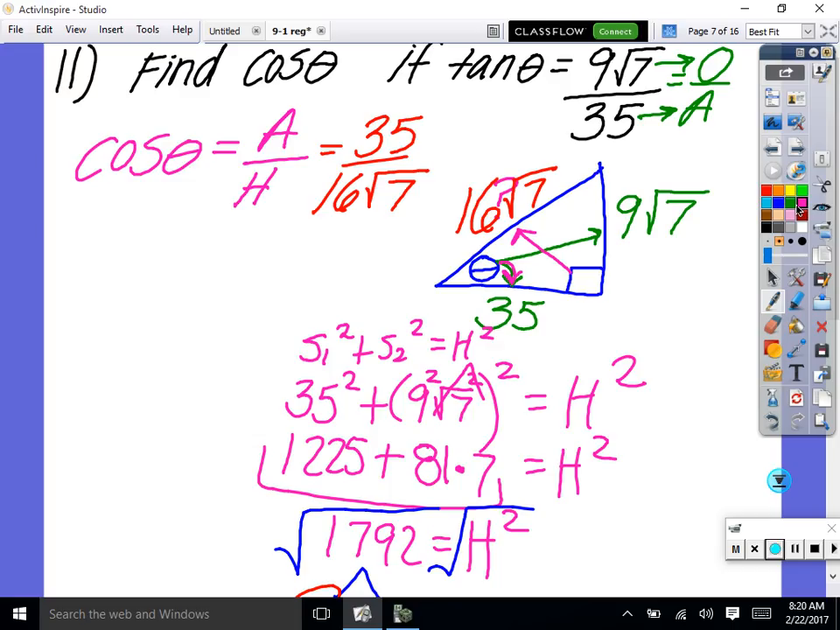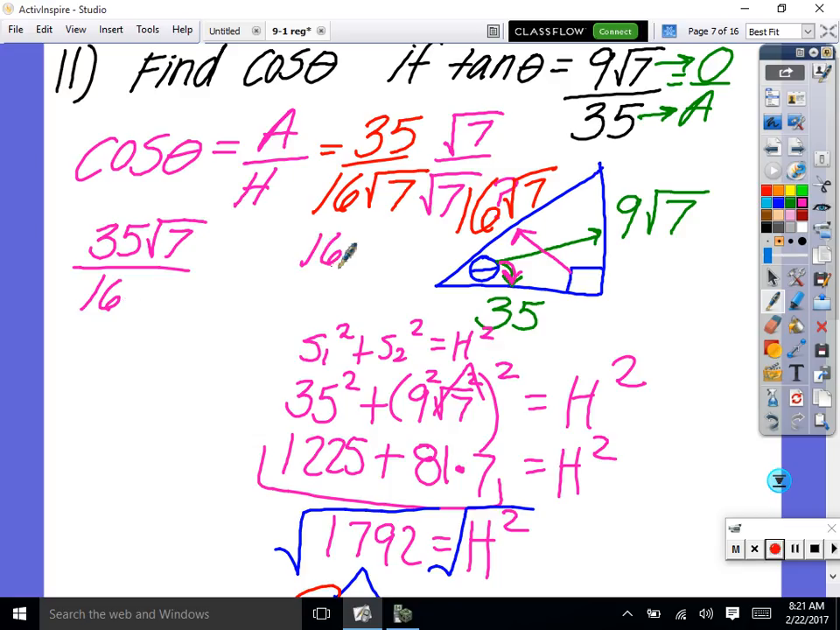Good, Joe, we can't have a radical on the bottom. So not only that, we've got to go one step further. We're going to rationalize the denominator. So we multiply by root 7 over root 7. So on top, we have 35 root 7.